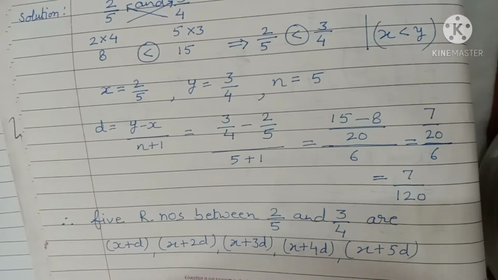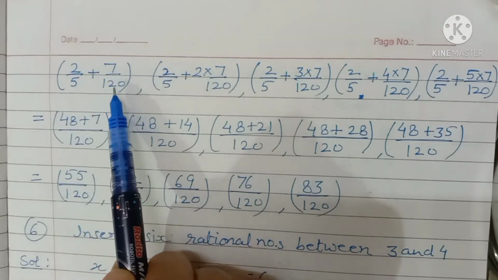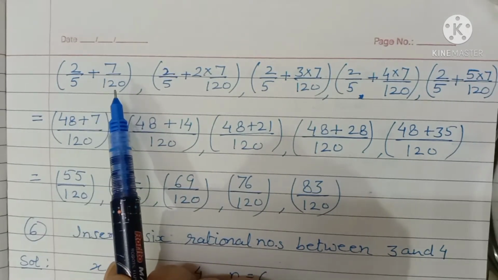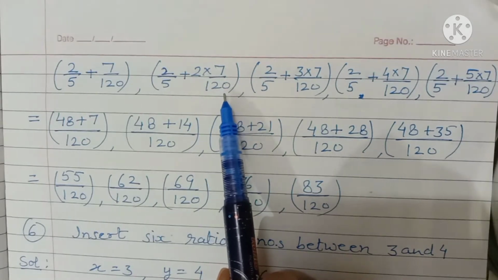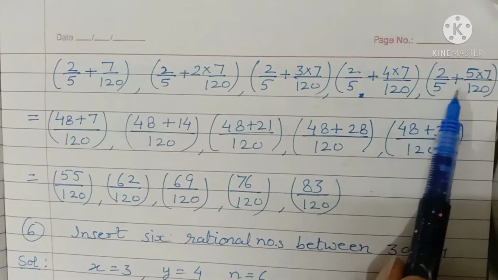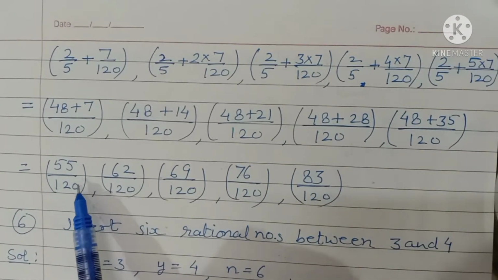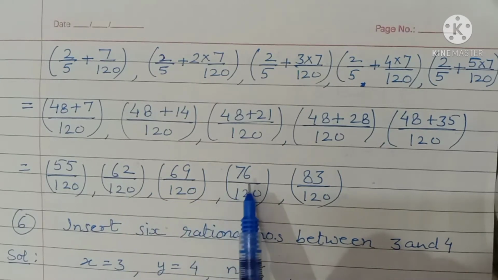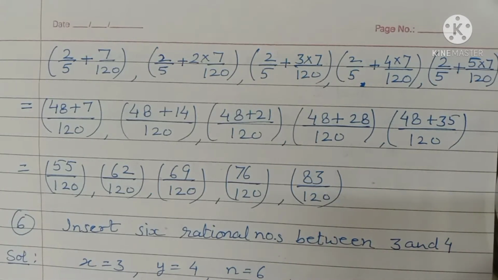Now put the value of x, which is 2 upon 5, and d, 7 upon 120. So x plus d is the first rational number, x plus 2d becomes the second rational number, then x plus 3d, x plus 4d, x plus 5d. So you will get 5 rational numbers. Solve it. The 5 rational numbers are 55 upon 120, 62 upon 120, 69 upon 120, 76 upon 120, 83 upon 120.